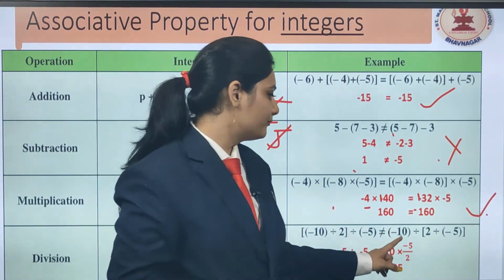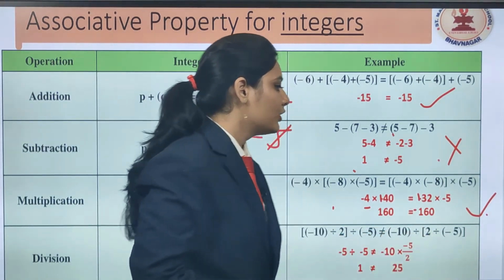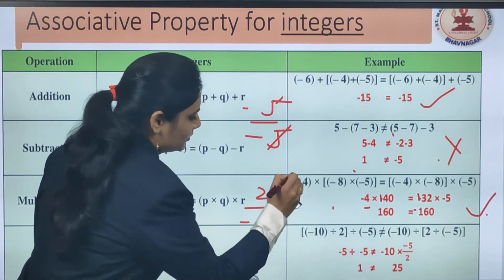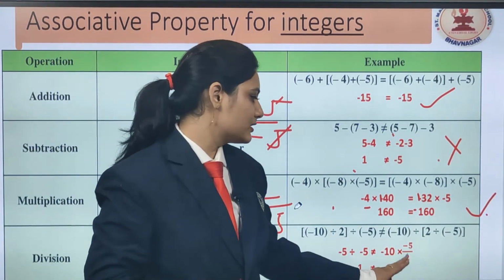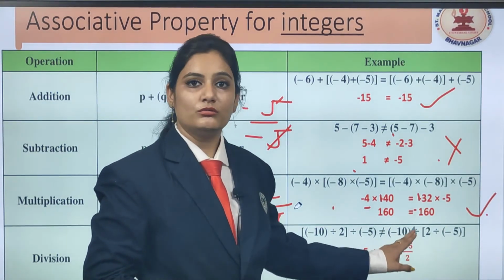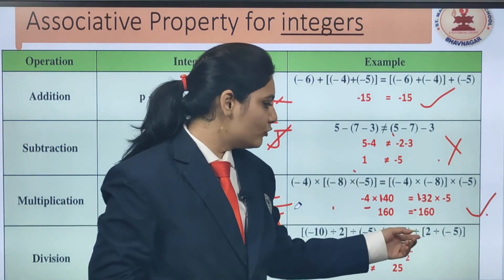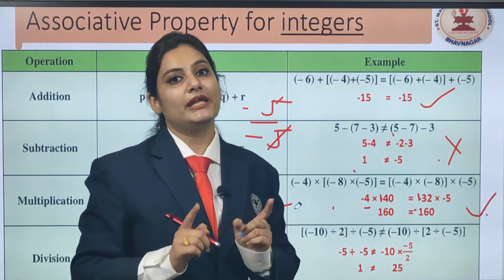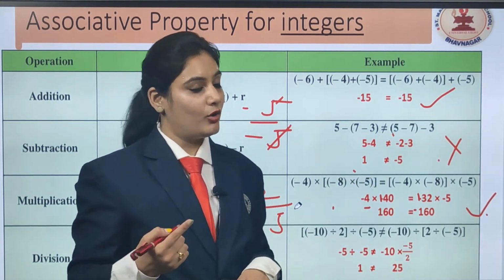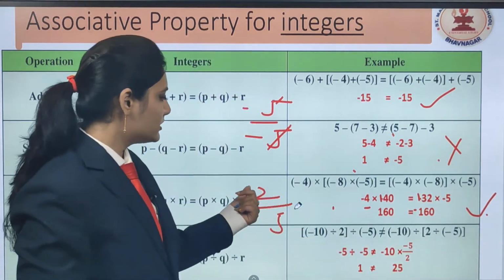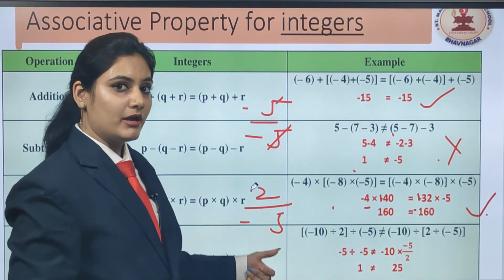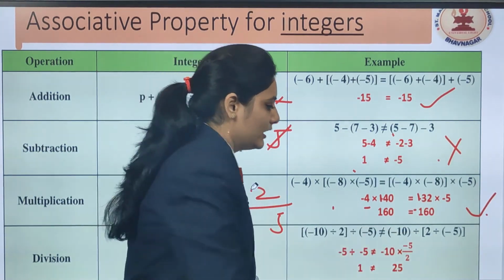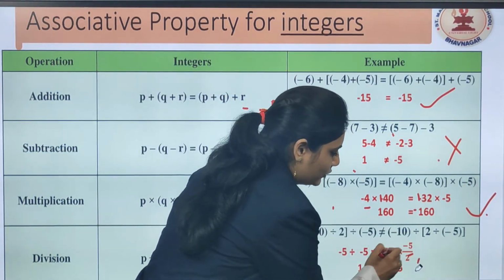Now same way here, first we will solve this bracket. 2 upon minus 5, so we will write it as it is. Now if we want to remove this division sign, we will keep the multiplication sign and interchange the numerator and the denominator. So here the answer is 2 upon minus 5. If we do the multiplication, it will be minus 5 upon 2.